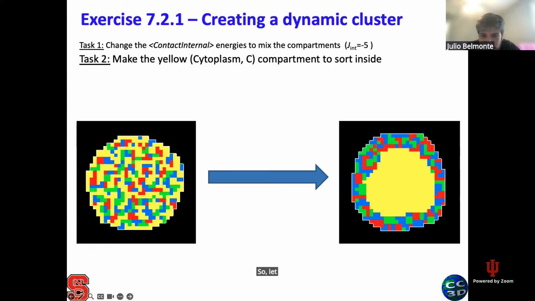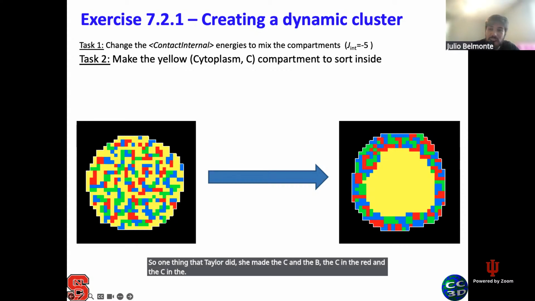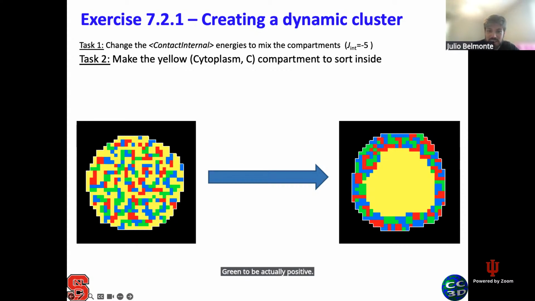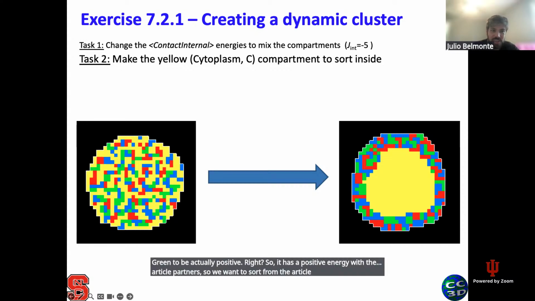So let's see what Taylor did. Look at what Taylor did. One thing that Taylor did, she made the C and the red and the C and the green to be actually positive, right? So it has a positive energy with the other compartment. So we want to sort from the other compartments, okay?